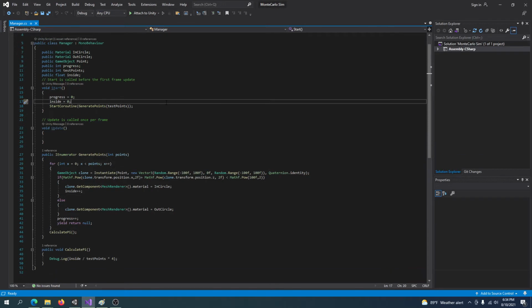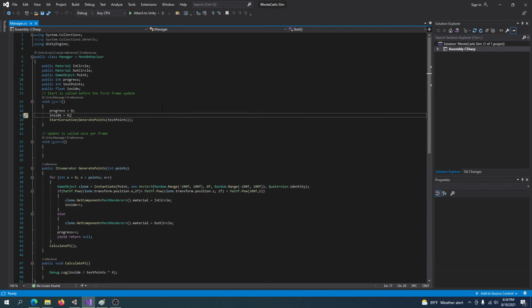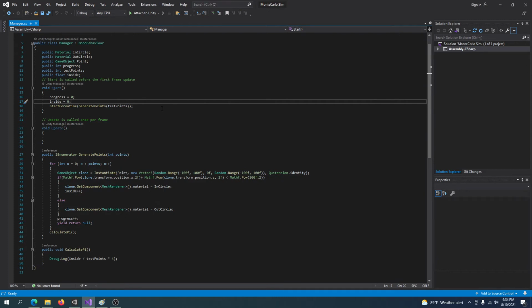Before we do that, I'm just going to show simply some of the code. As you can see, it's really quite simple. It's like 10 lines of actual code. The other stuff is like fluff. So we simply have a test points, which is how many points we want to test. We have our progress. We have an inside, which keeps track of how many points actually landed in the inside.